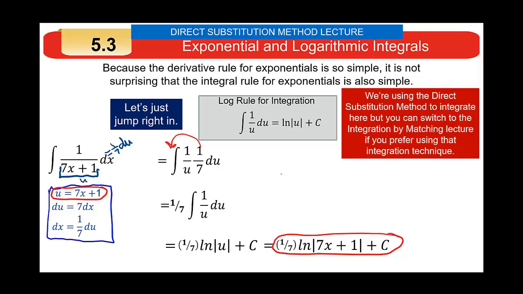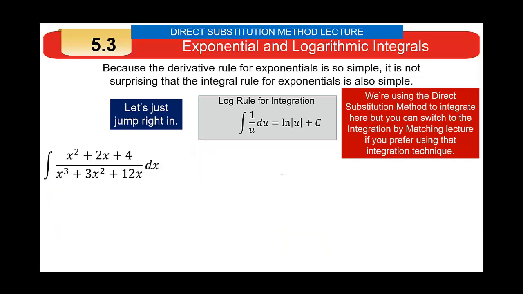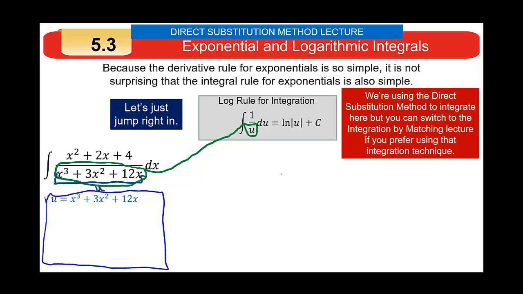Practice, practice, practice. Let's do another one. That one looks sort of awful, but if you think about it a minute, it's not really. The first thing I would notice is if it's going to fit our log rule for integration formula, the denominator has to be u. So that's what I'll choose. Let u be equal to x cubed plus 3x squared plus 12x. Calculate du. That would be the quantity 3x squared plus 6x plus 12 dx.